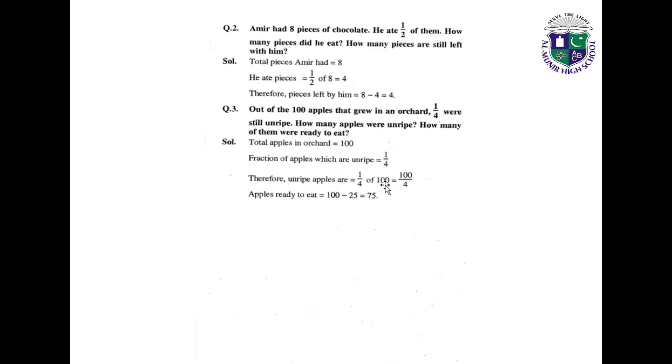4 fives are 20. 4 fives are 20. 25, so 25 apples are unripe. 100 minus 25 apples are ready to eat. 100 minus 25 equals 75.